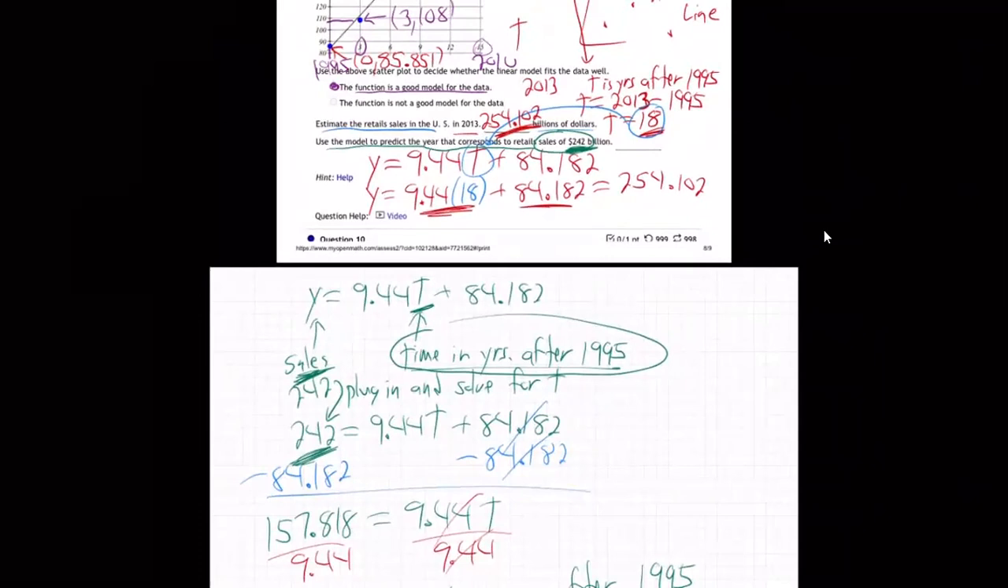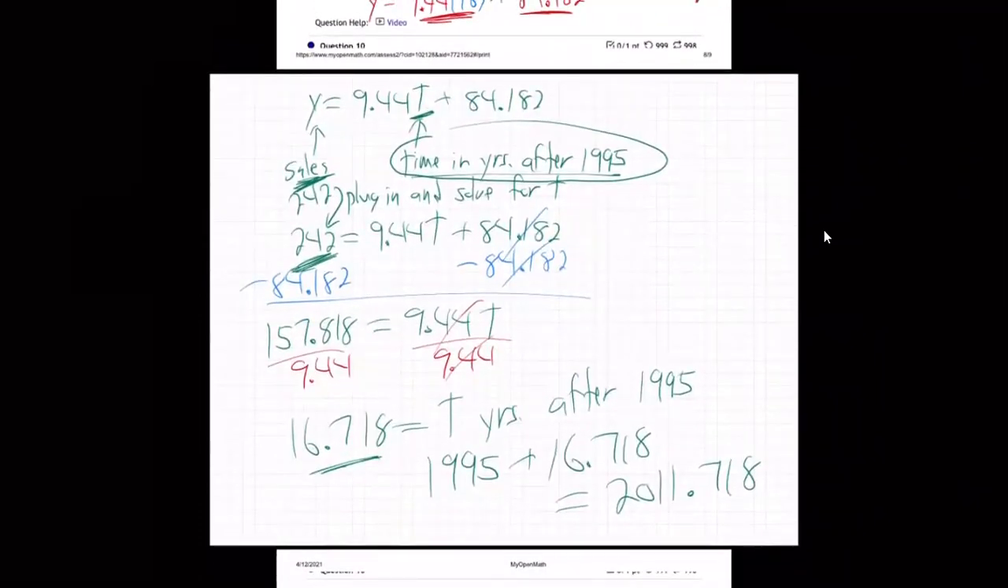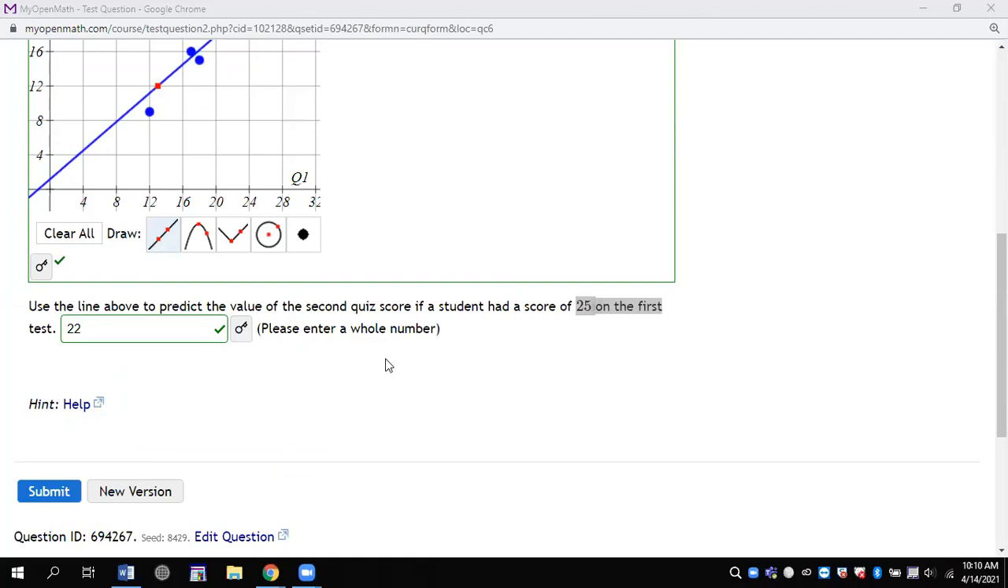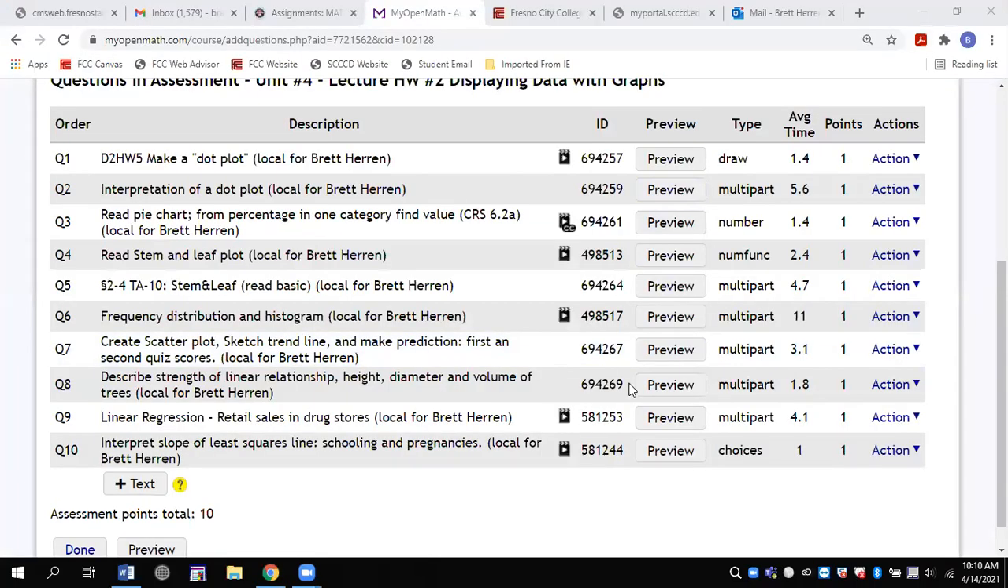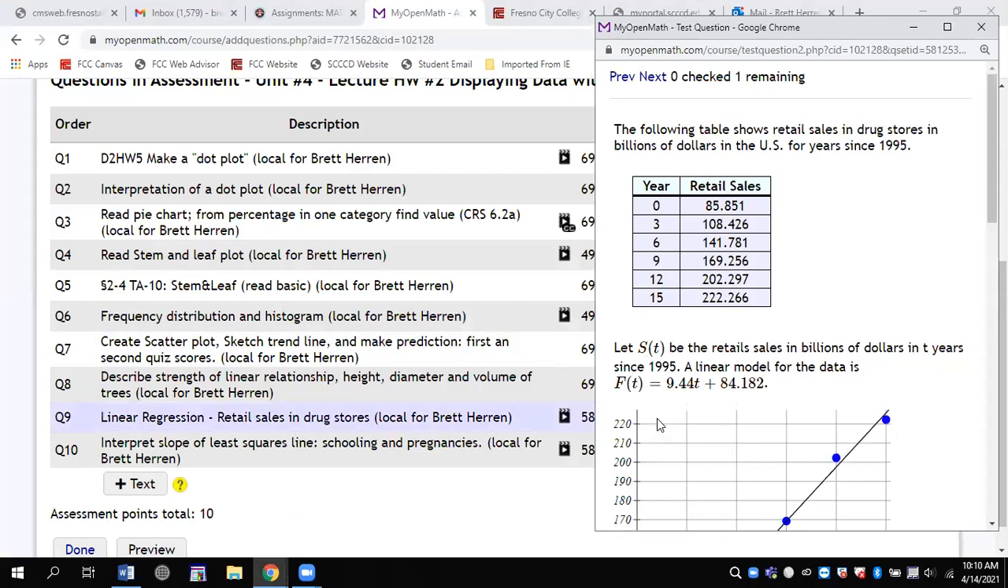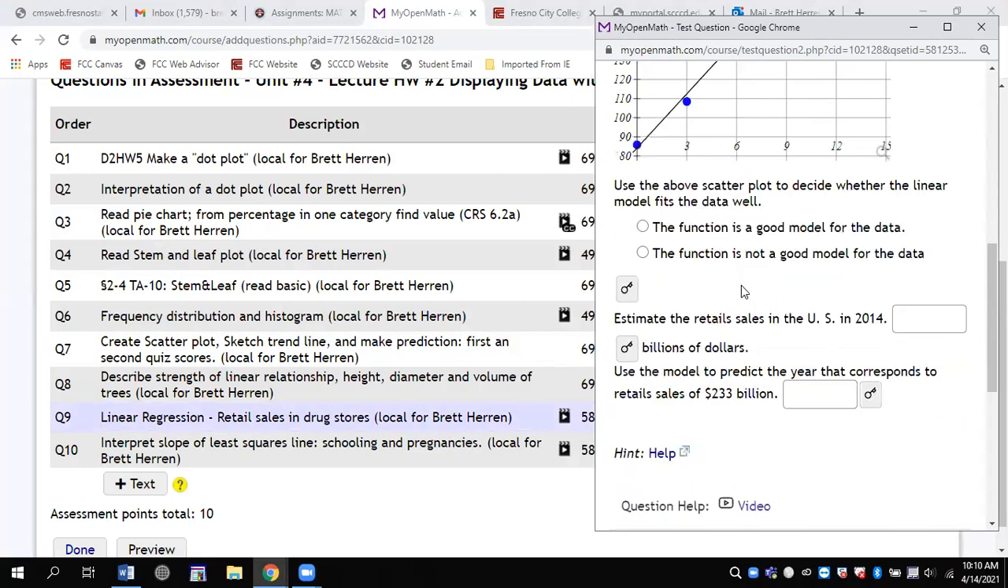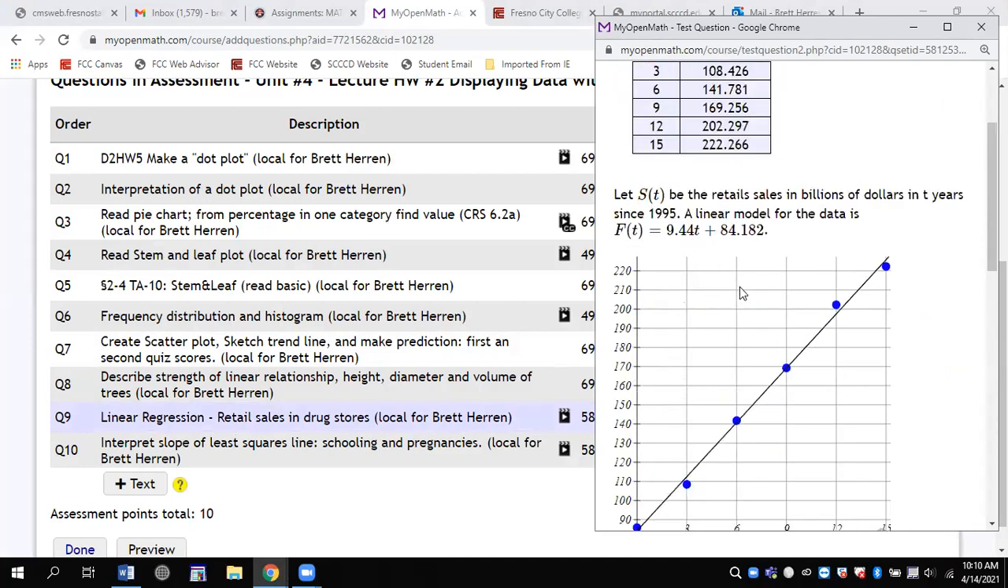So the question is, the year that corresponds to retail sales of 242 billion, do they want me to give 2011 or 2012? Honestly, I'm not exactly sure. Is that late in the year 2011? Let me do one on the screen right here with you real quick, to make sure I understand. So that's 233 billion. And then add that, and so that'd be 2010.